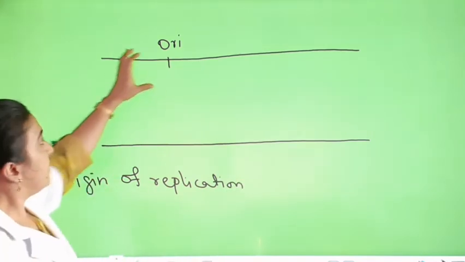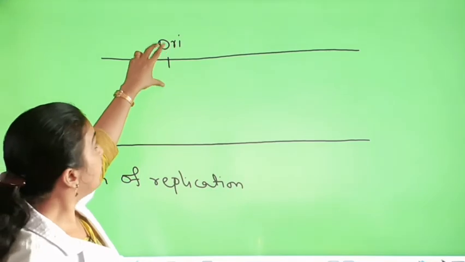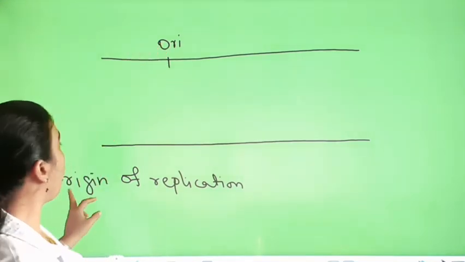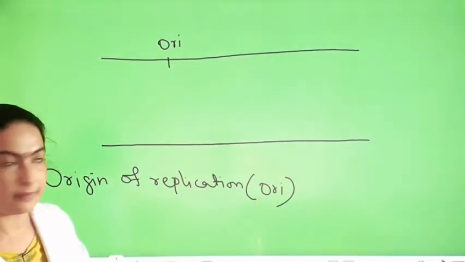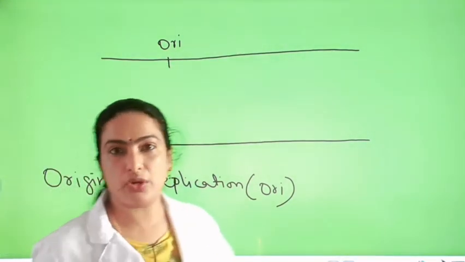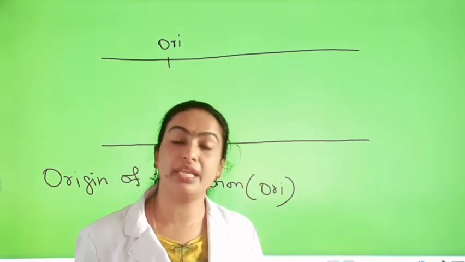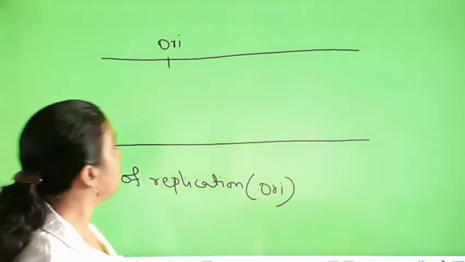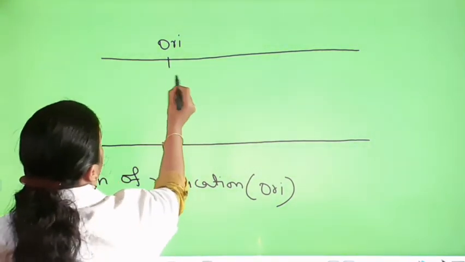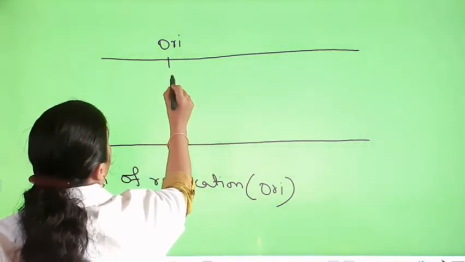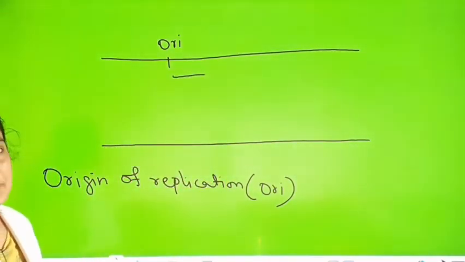So the particular point at which replication starts on the template strand is called the origin of replication, or ori. In prokaryotes only a single ori can be seen, but in eukaryotes many ori can be seen. In the region of the ori, an RNA primer is added by the primase enzyme.